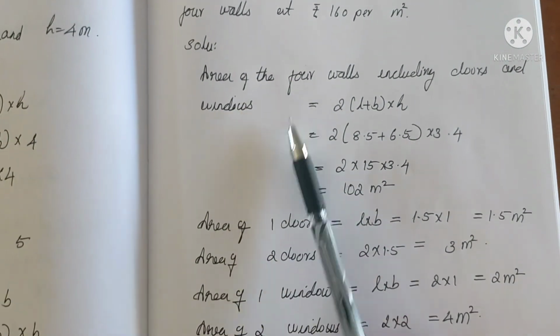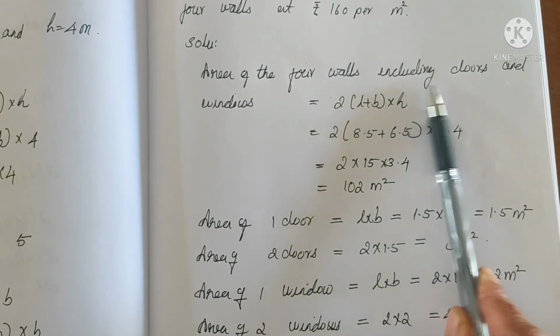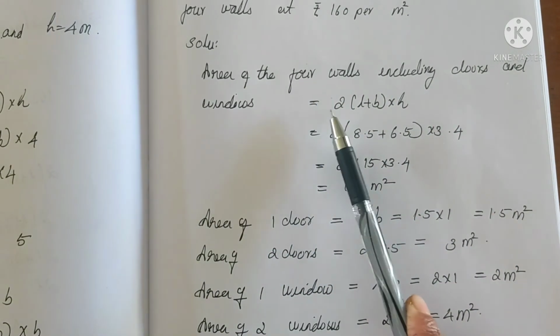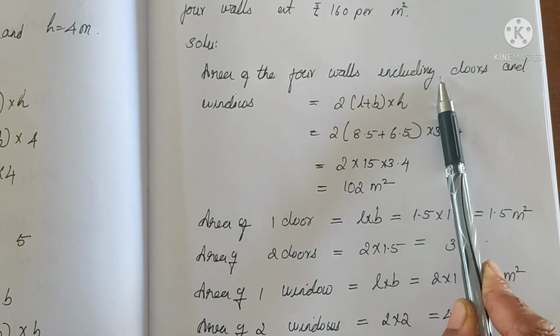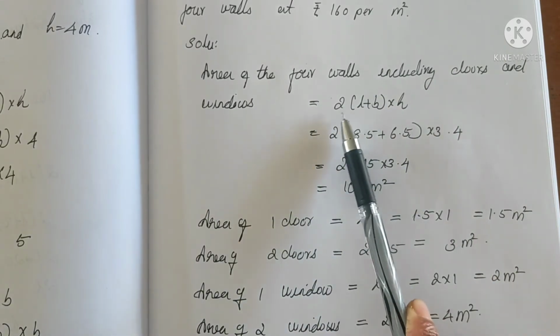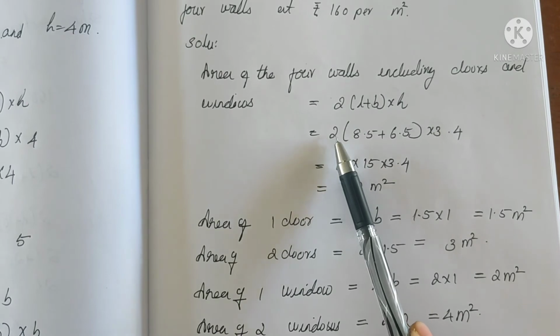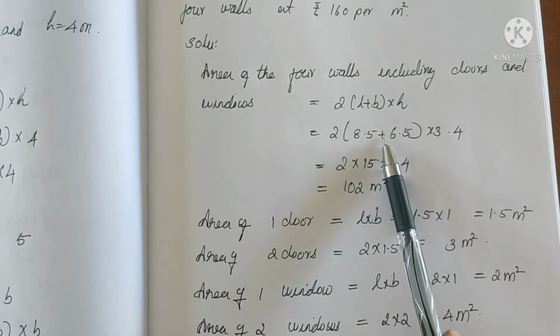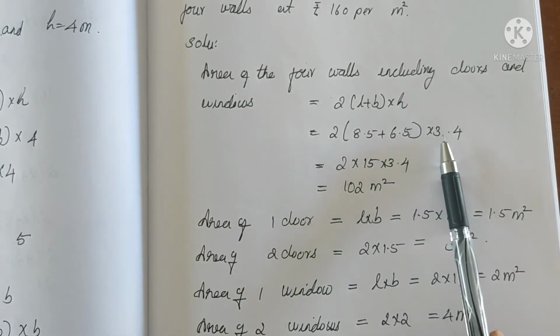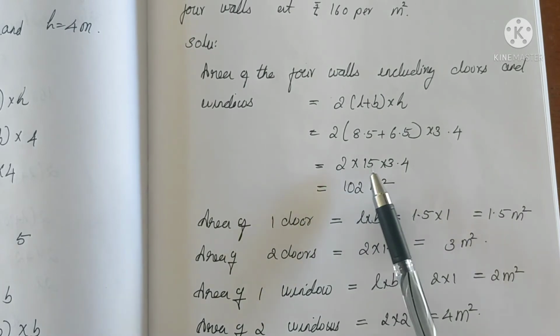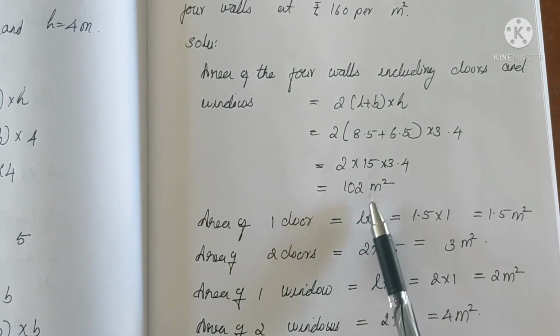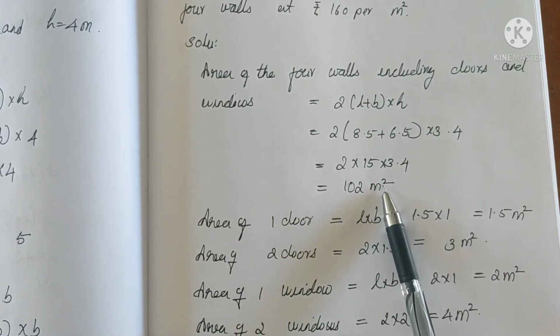Let's see. Area of 4 walls including doors and windows, we are finding first. That is 2 into (L plus B) into H. That is equal to 2 into (8.5 plus 6.5) into 3.4. 2 into 15 into 3.4, which is equal to 102 meters square.